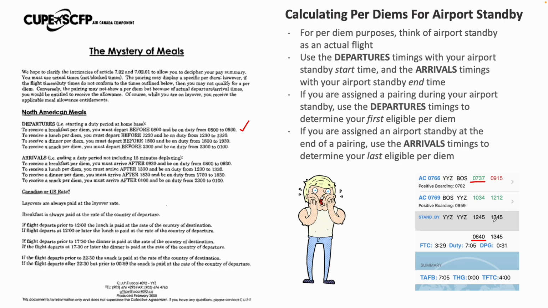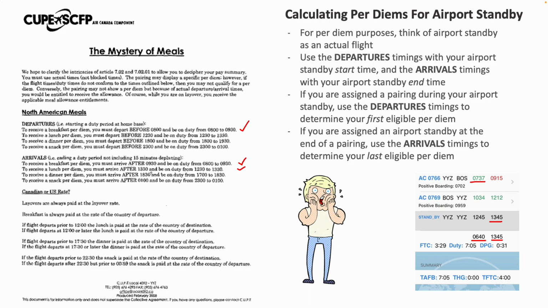If we then look at that standby, it ended at 1:45 p.m. We know that I was eligible for breakfast from looking earlier. To get a lunch per diem, I had to arrive after 1:30 and be on duty from 12:30 to 1:30 p.m. Remember that airport standby is a flight for the purpose of meal allowances. So this flight arrived at 1:45 p.m., which is after 1:30, and I was on duty from 12:30 to 1:30 all the way to 1:45. So lunch I am eligible for.